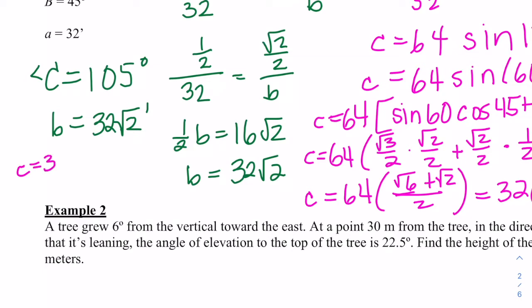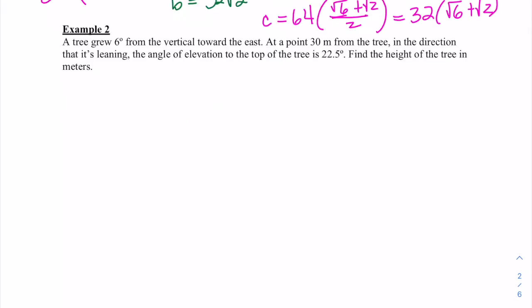I'm going to write this over here, 32 times root 6 plus root 2 feet. Okay, so more often than not, we're going to be using the law of sines with word problems. So here we have a tree that is growing towards the sun. So I'll put a tree here. So it's leaning towards the sun.